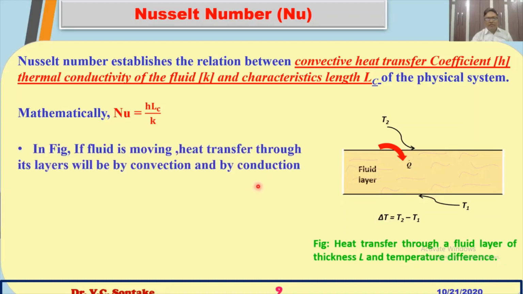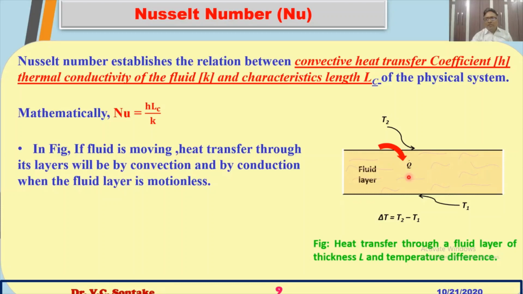Now in this figure, as you can see, as we have discussed, heat transfer from this surface to the fluid particles which are in contact with this solid surface will be by conduction. If the fluid layers are in motion, then the heat transfer will take place by convection from this point to this point, and once again from the fluid particle to the surface at temperature T1 will be by conduction.